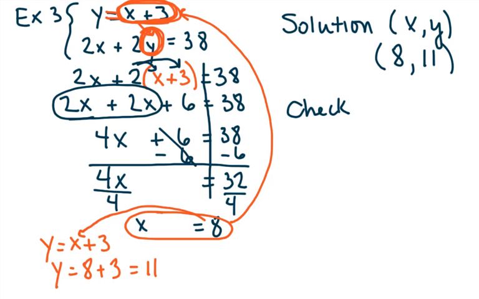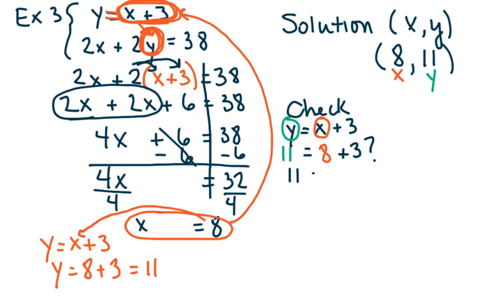So you have to plug it into both of the original equations to make sure it works. The first equation was y equals x plus 3. So remember, I have x being 8 and I have y being 11, and I want to know if it makes the sentence true. Does 11 equal 8 plus 3? 11 equals 11, so yes, it does work.